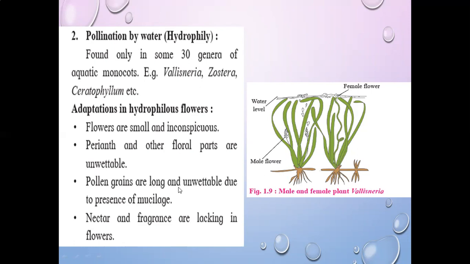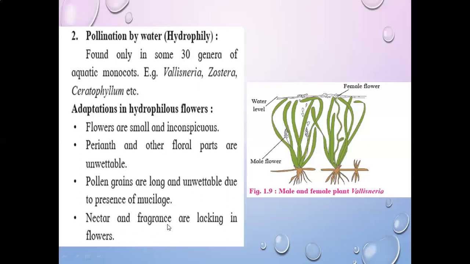Pollen grains are long and unwettable due to the presence of mucilage. Whatever pollen grains are produced by the anther, these pollen grains are long and unwettable. They cannot get wet in the flower water. Nectar and fragrance are lacking in the flower. Nectar means sugary substance and fragrance means a sweet odor, sugandha. So nectar and fragrance are lacking in the flower.